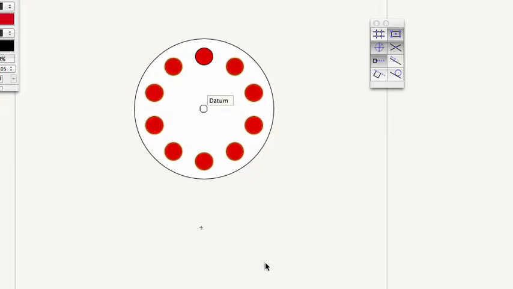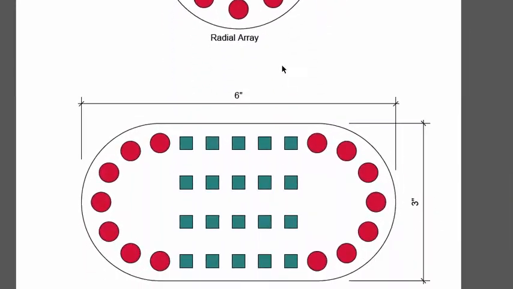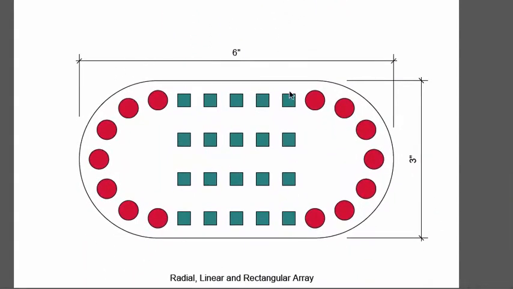So next we're going to do another circular array, but first let's take a look at our example here. We're going to draw a rectangle with rounded corners. And the rectangle is 6 inches in length, 3 inches in height. So let's go ahead and do that.